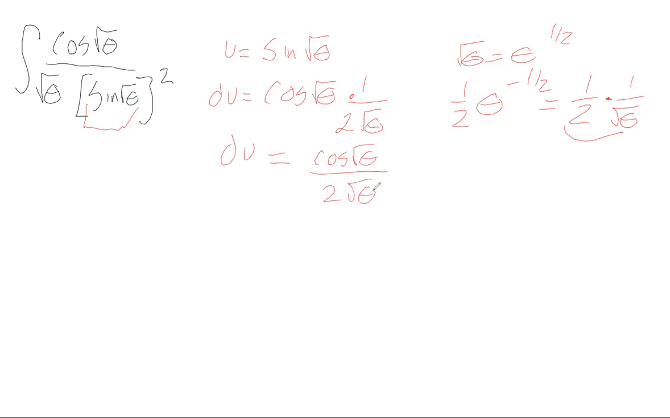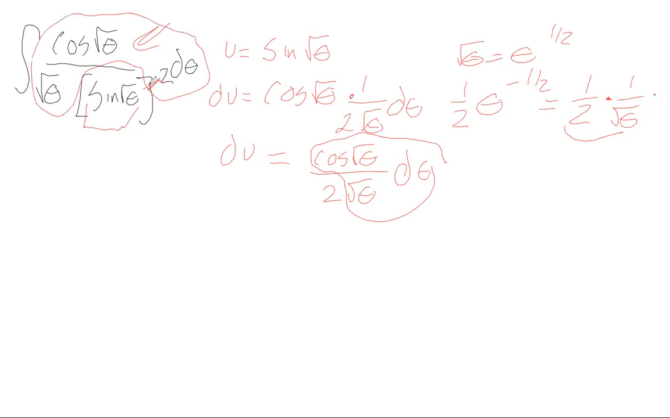Now, if we look back at the original problem, I should have, there really needs to be a d theta on the end of this. Now we have all of this. We have a this, we have a that, we have a that. This squared is attached to that. So we don't have that 2. So I'm going to move this 2 over and say 2 du equals cosine of the square root of theta all over the square root of theta d theta.